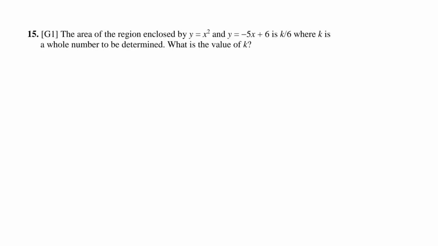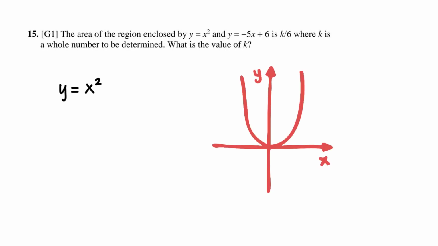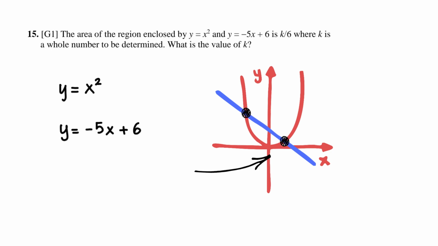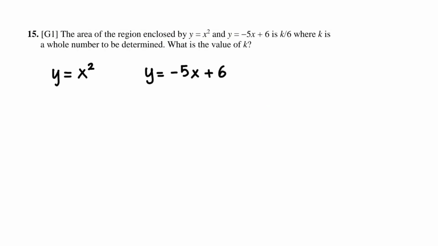To solve for the area enclosed by the parabola y equals x squared and the line y equals negative 5x plus 6, we need to find their intersection points and then integrate the difference between the two functions. Let's start by finding the intersection points. We set the equations equal to each other.